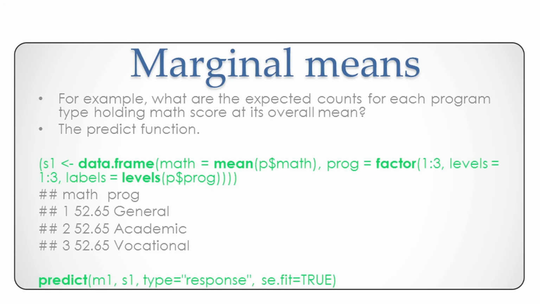So you can see here the predicted number of events for level 1 of the program is about 0.21, holding math at its mean. For level 2 it's 0.62, and for level 3 it's 0.31. If we take the ratios of these predicted counts, it matches what we obtained before using the incidence rate ratios.